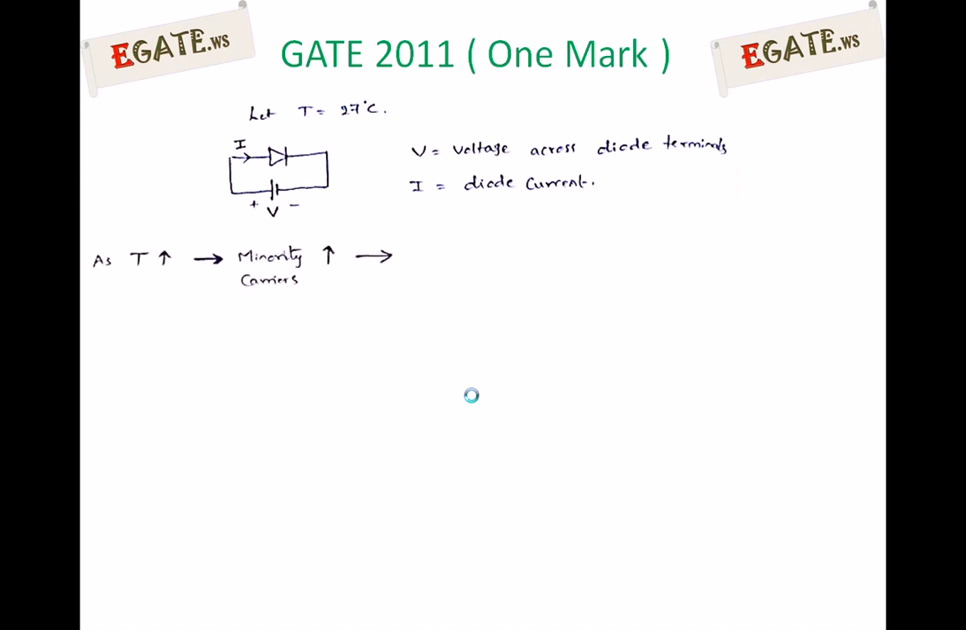As temperature increases, more covalent bonds will break, so more minority carriers will be created. Whenever more minority carriers are created, the reverse saturation current increases. An increased reverse saturation current in a diode means the forward bias current increases. We know the current equation: I equals I naught times e to the power V by eta Vt, minus 1. So as I naught increases, I increases.